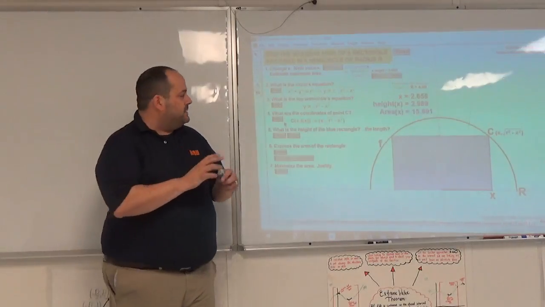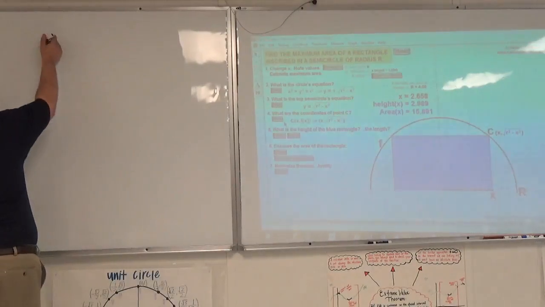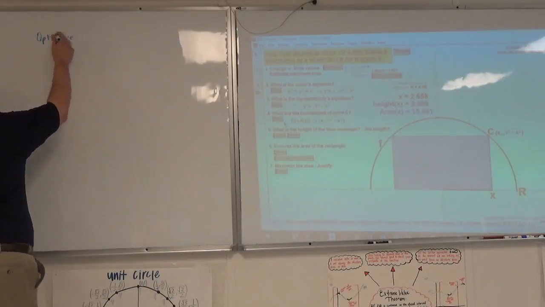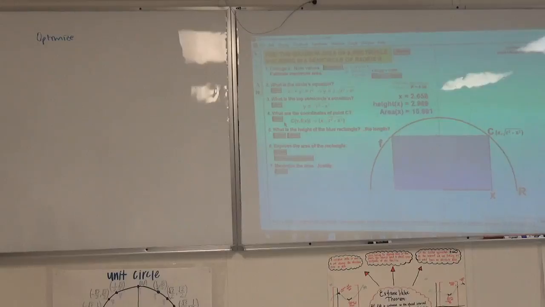What's the optimization equation? What is it that we're trying to optimize? The rectangle. Area. We're trying to optimize the area, right?